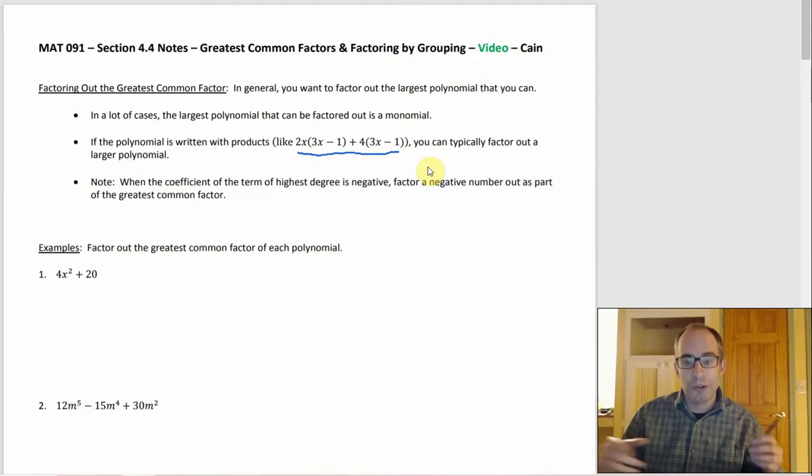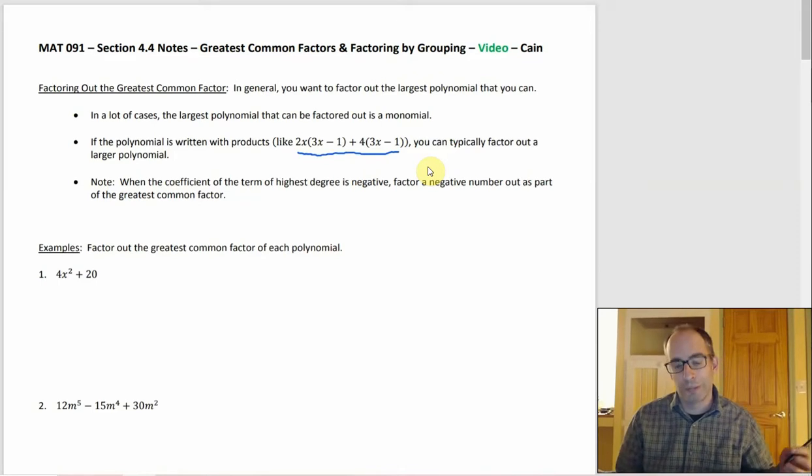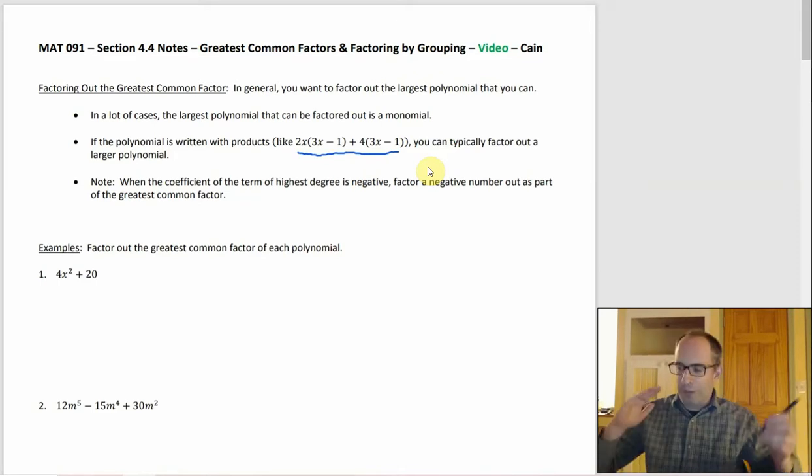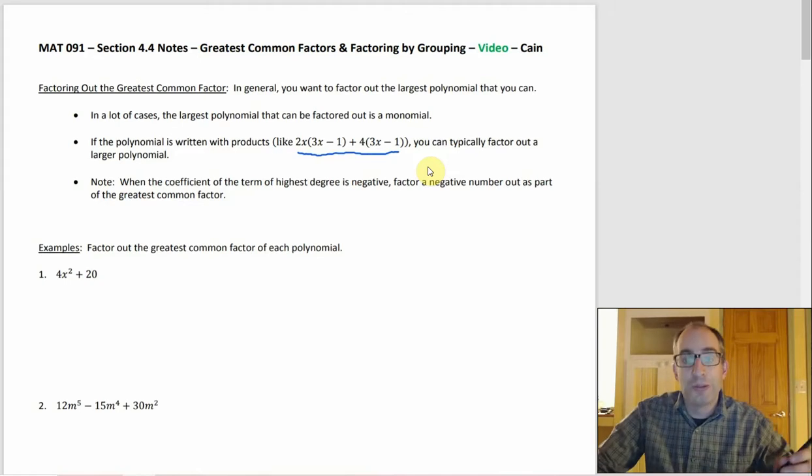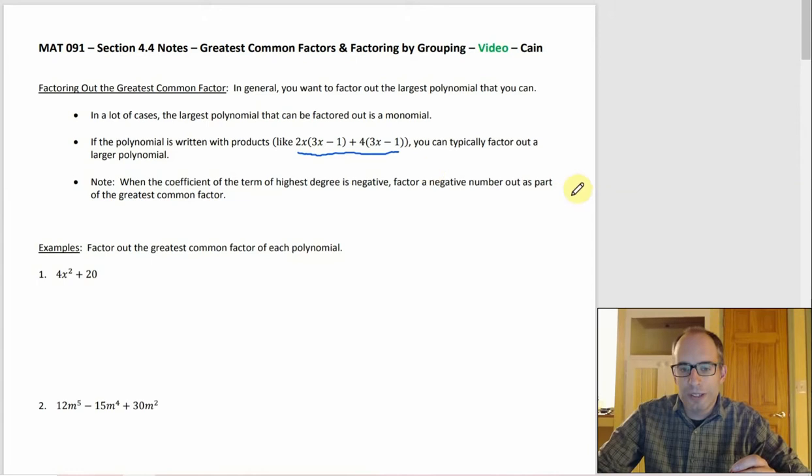That's actually a maneuver that's part of factoring by grouping. But if you're just, right off the bat, trying to factor out a greatest common factor before you do anything else, then in most cases it's a monomial. And then this thing about having the negative coefficient on the leading term, we'll get to that in a little bit when it actually shows up. I think it shows up at the beginning of page 2.